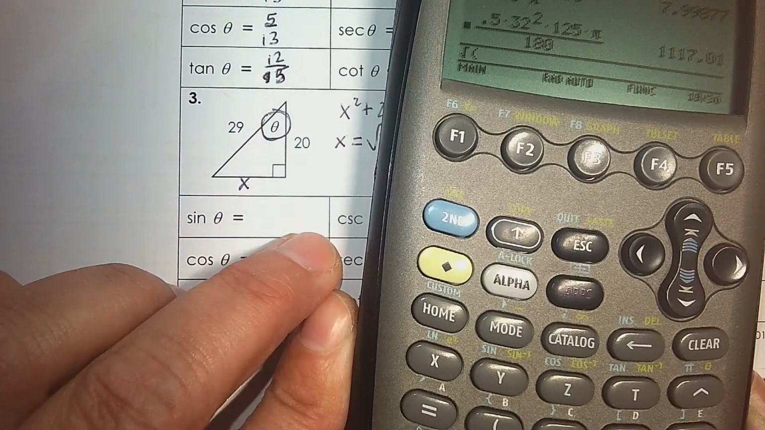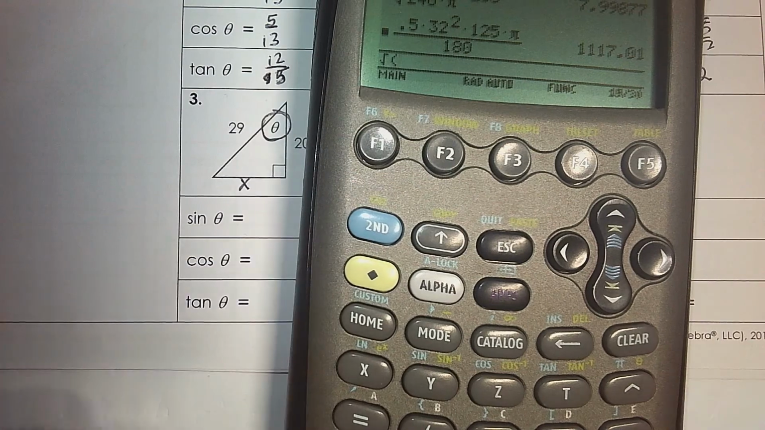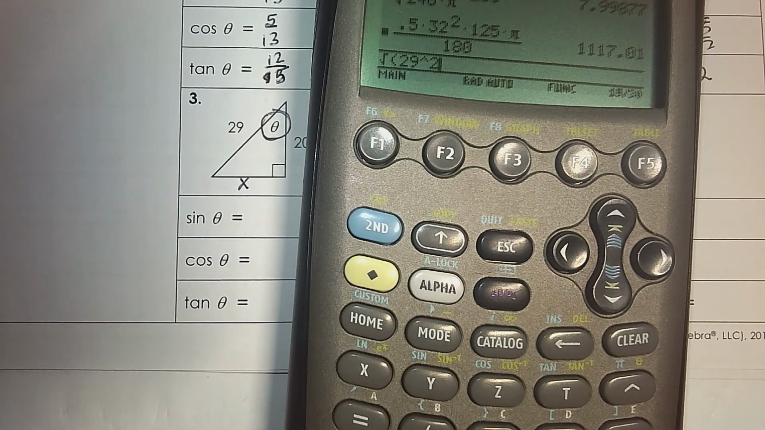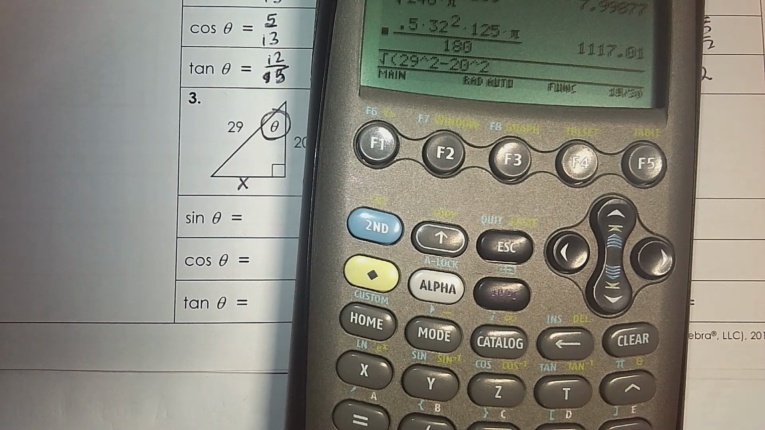And then we type in 29 squared. Can you type in 29 squared? Subtract 20 squared. The only thing you have to do is close the parentheses at the end and then enter. We don't want to go diamond enter. We don't want to have a decimal answer here and round it. That's not working for my triangles.